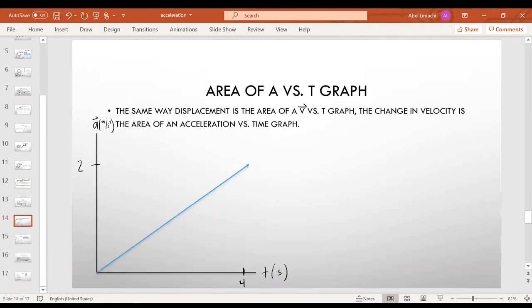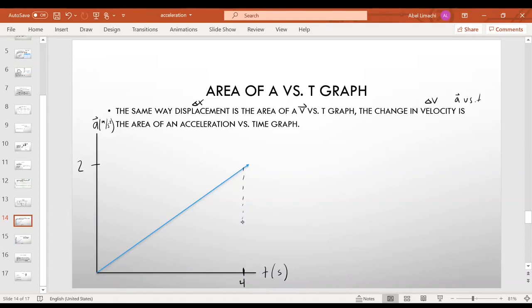Alright, the area of an acceleration versus time graph. The same way displacement is the area of a velocity versus time graph, the change in velocity is the area of an acceleration versus time graph. So the way you get delta x is for v versus t, delta v is for a versus t. Now you can see this by looking at here.